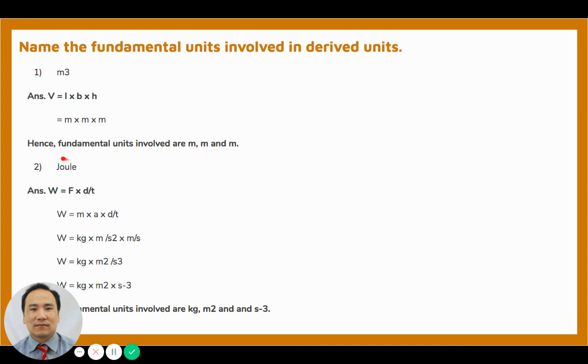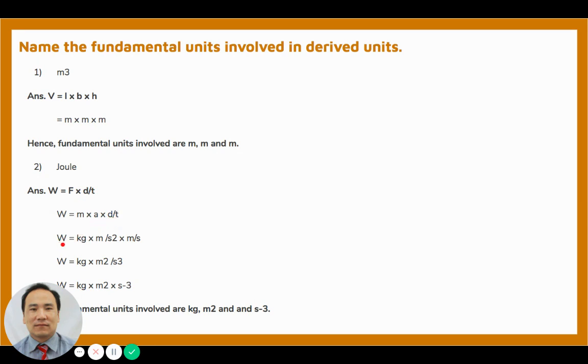But for joule, the fundamental units are not visible, so here you have to be more careful. Joule is the unit of work, so always take the help of the formula. The work formula is force into distance. Now convert the formula into its simplest form. Work equals force, which is mass into acceleration, into distance. So this is the simplest form of the formula.